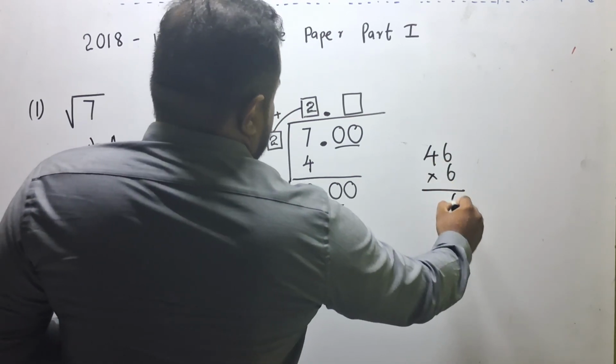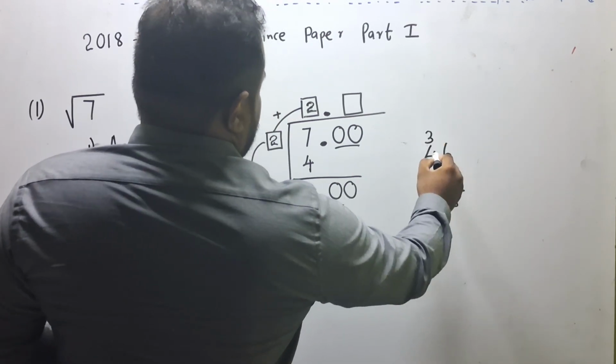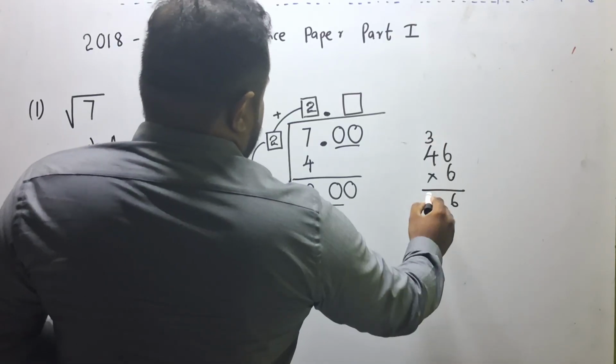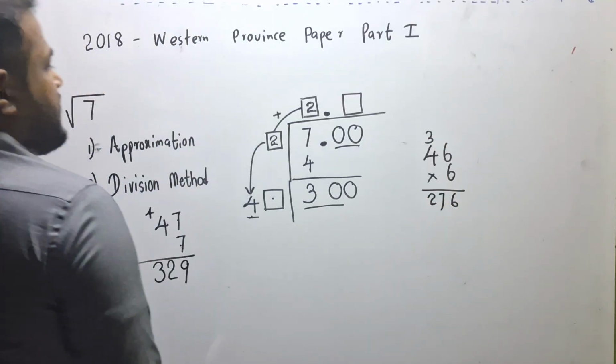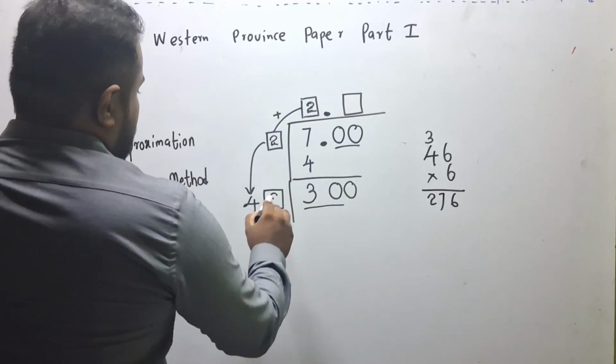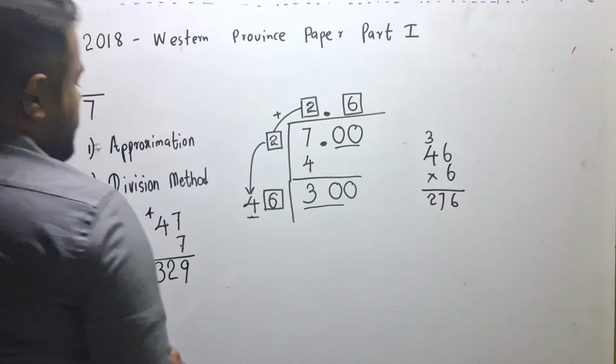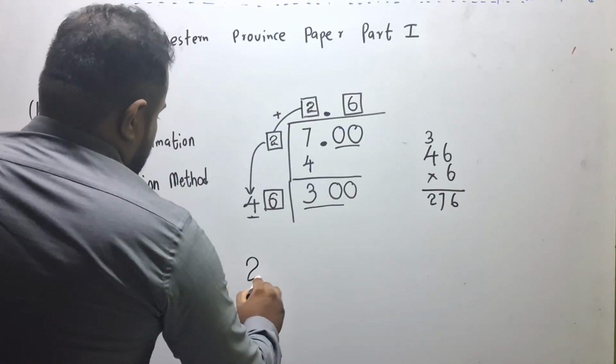6 into 6, 36. 3 remaining. 4 times 6, 24. 24 plus 3, 27. That's the matching value. So you put 6 here and 6 here. So you are getting the answer as 2.6.